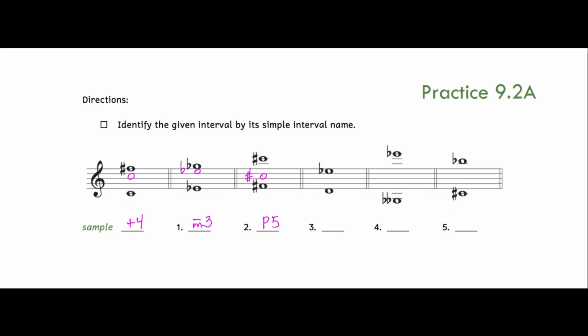Number 3, I'll move this E flat down here. This is a second. D to E flat is a half step, so this is a minor second. Number 4, now this one's a big interval, so I'm going to take this E flat on top and move it down an octave. And rather than moving it down one more octave, I'm going to take this G double flat on the bottom and move that up an octave.